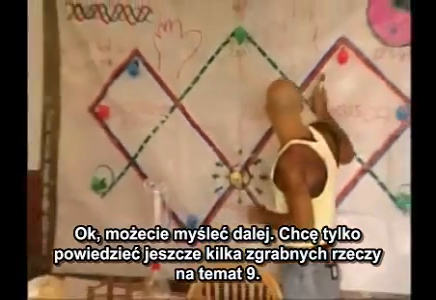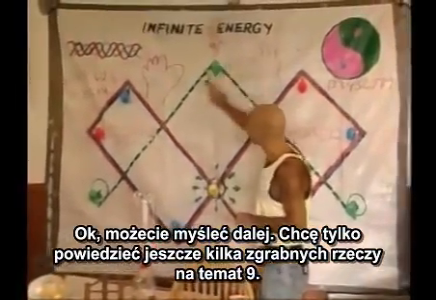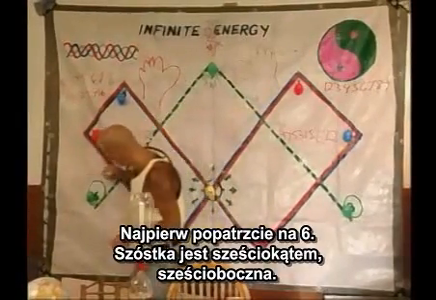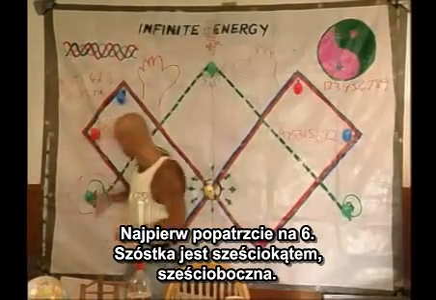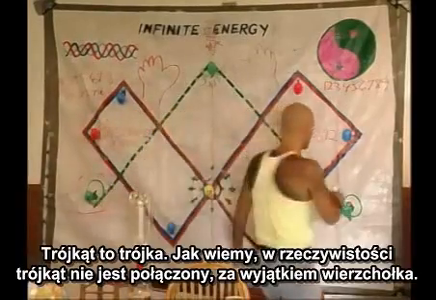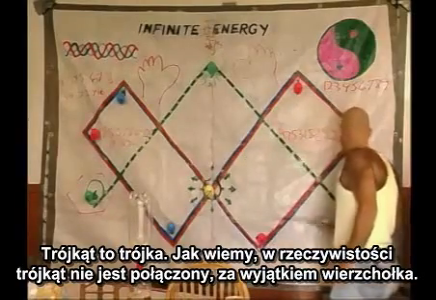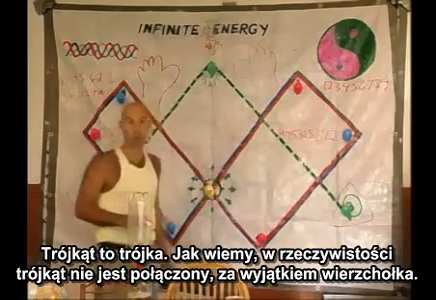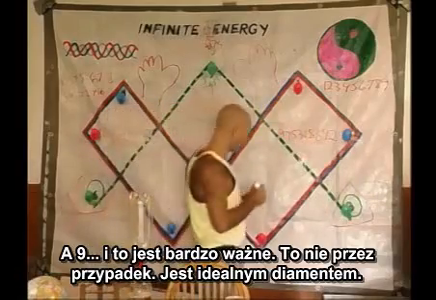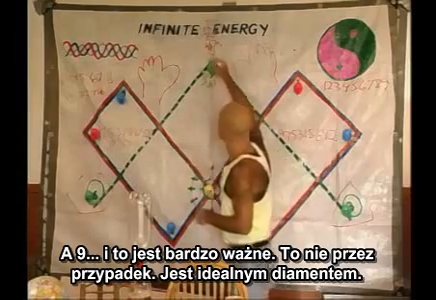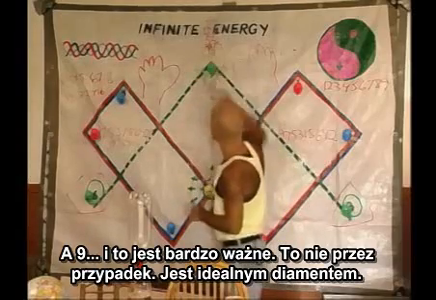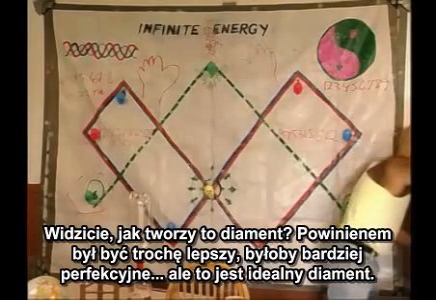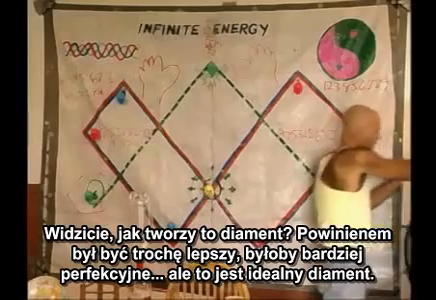You can keep on thinking. I just want to say a few more cute things about 9. Let's first look at a 6. A 6 is a hexagon, six-sided. A triangle is the 3. But as we know, in reality, the triangle doesn't connect except at the vertex, the point. And the 9, this is very important, and it's not by accident, is a perfect diamond. See how this makes a diamond? It should have been a little bit more perfect, but it is the perfect diamond.